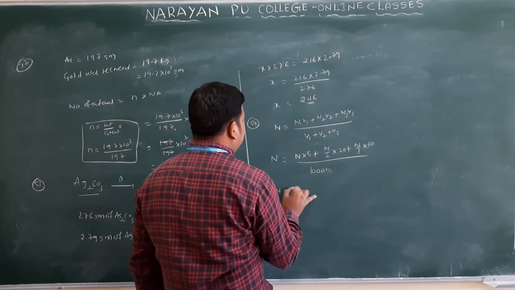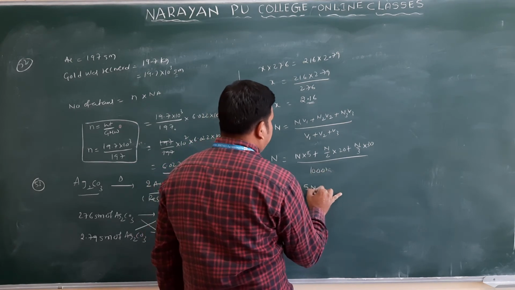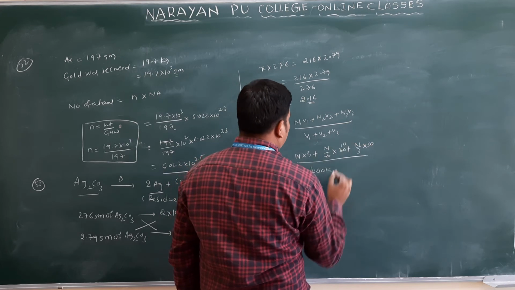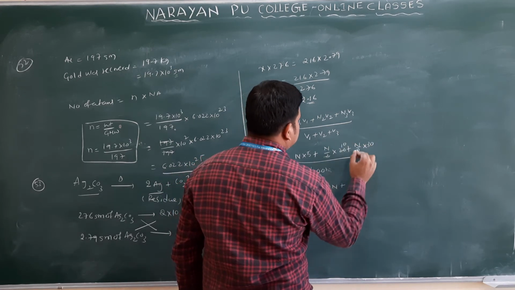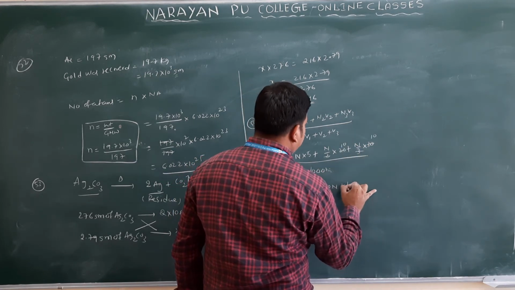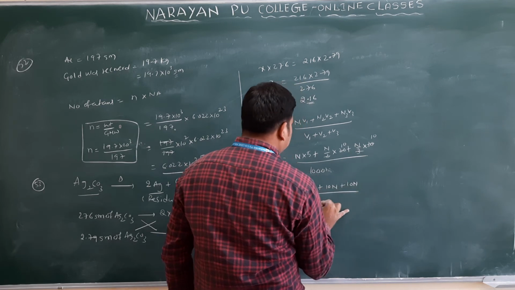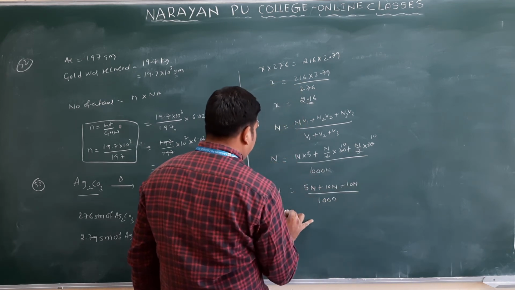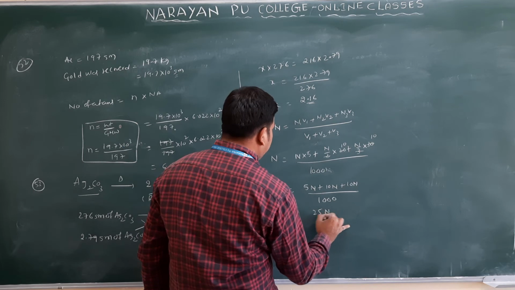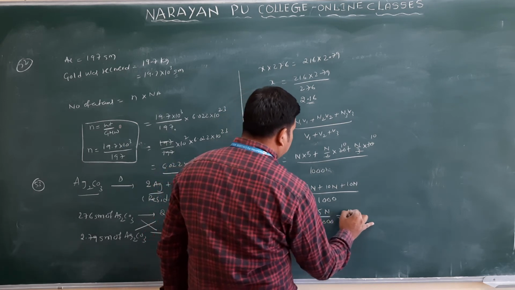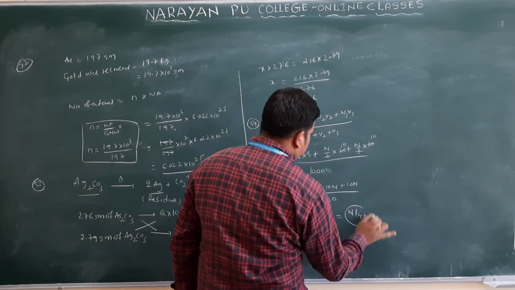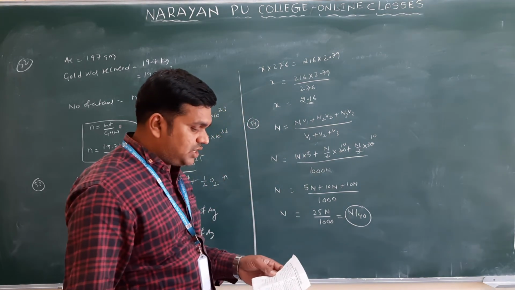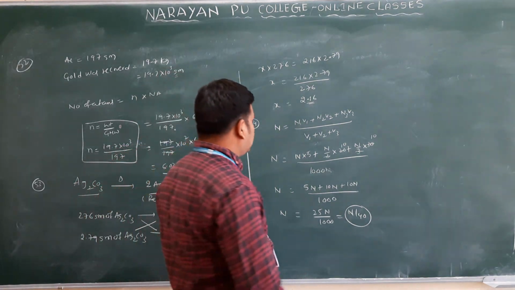Okay. Now we will write here. What you will get? This is 5N plus this is 10N plus this is 10N, by 1000 only. So N you will get 25N by 1000. You will get N by 40. So what answer will you take? You will take option 4 for this question.